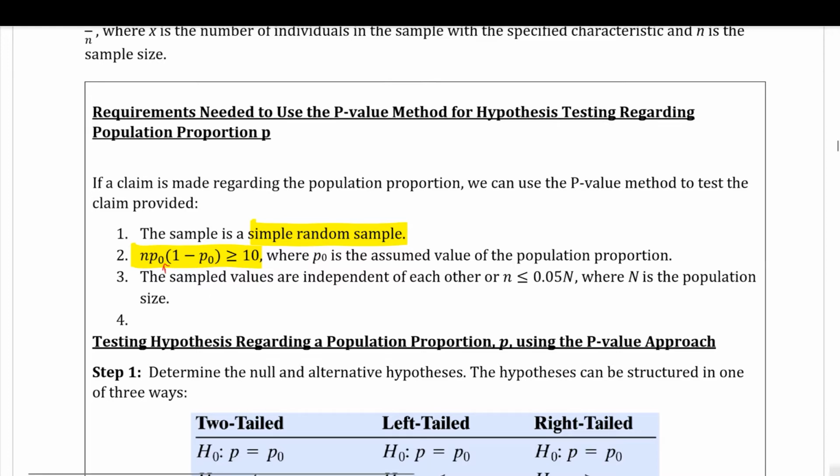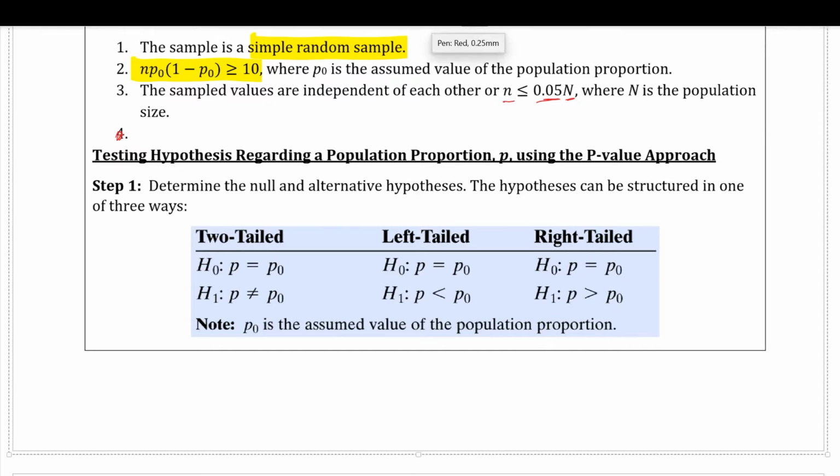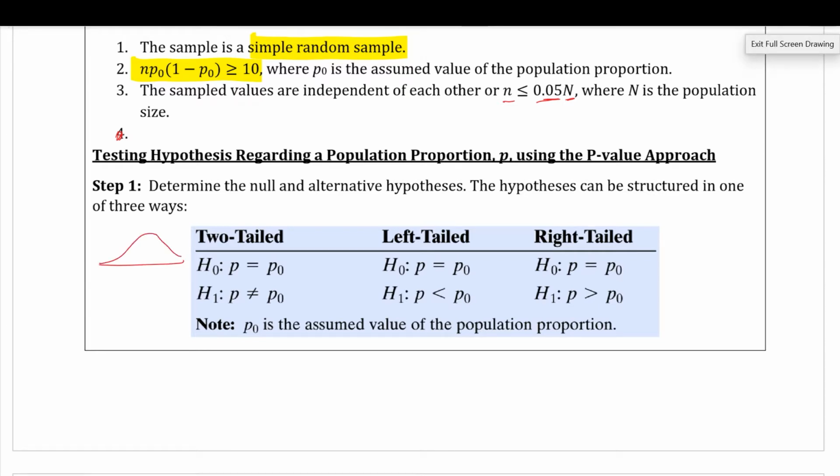Okay, and how do we know if that's true? Well, as long as our samples are less than 5% of the population size, then it's very unlikely to get the same sample again. All right, step 1 is our hypothesis statement. Okay, you can either have a two-tailed test, a left-tailed test, or a right-tailed test. What that typically looks like when we graph it, a two-tailed test will look like this, where you have 2 regions shaded.